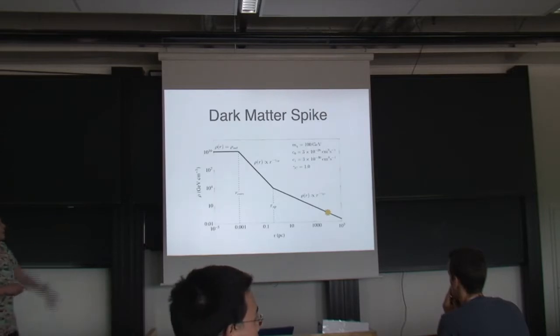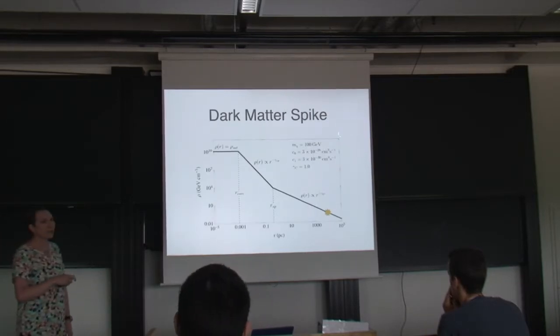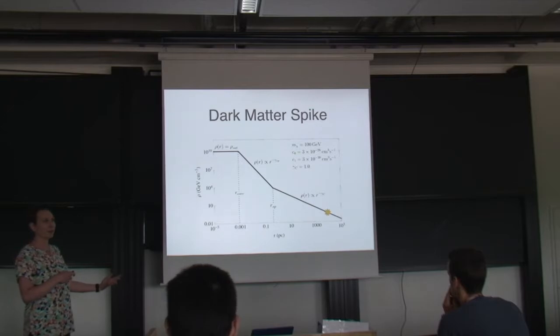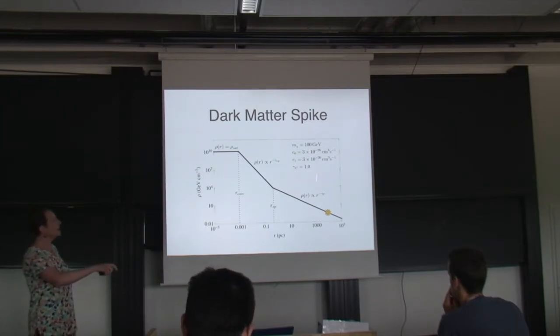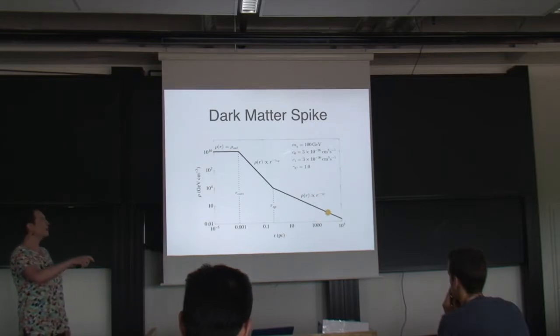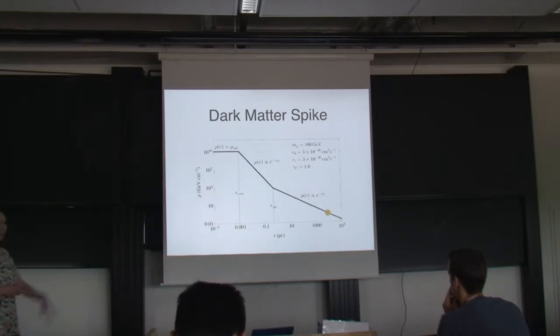Oh, and one more thing in this picture. In order to construct this picture, you have to specify what the annihilation cross-section is and what the mass of the dark matter is. So this is for a very standard benchmark dark matter model, 100 GeV dark matter, mostly S-wave annihilation with a thermal cross-section.